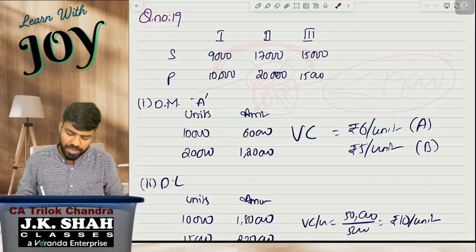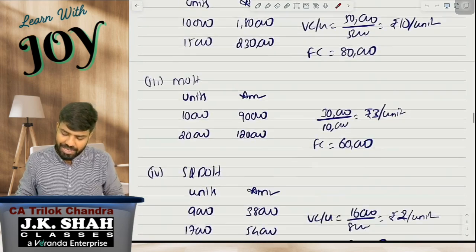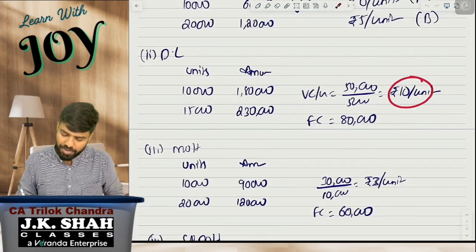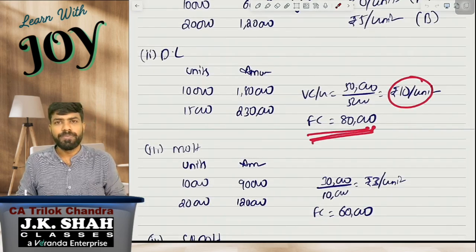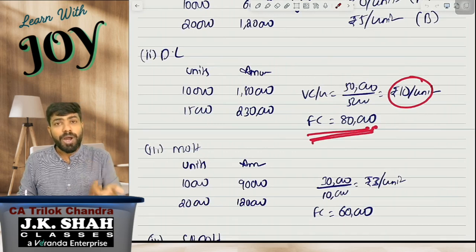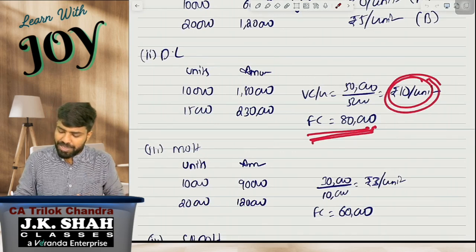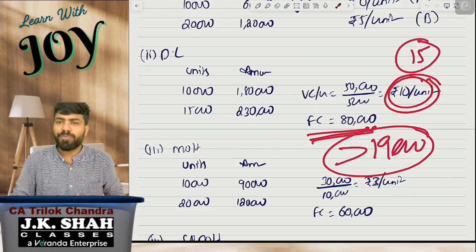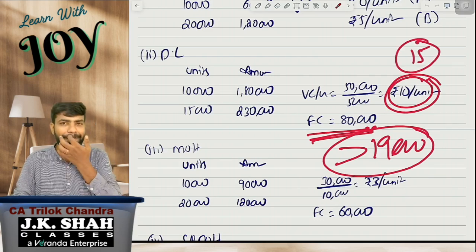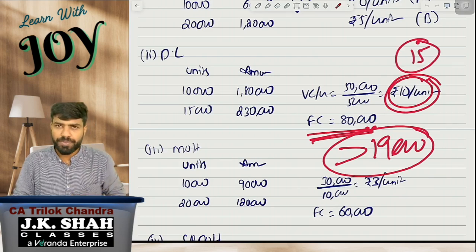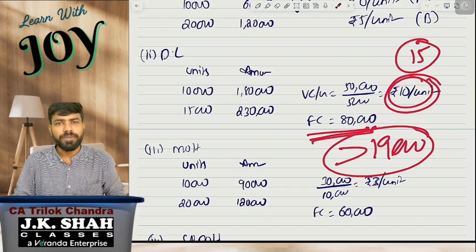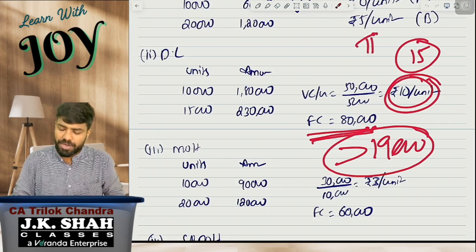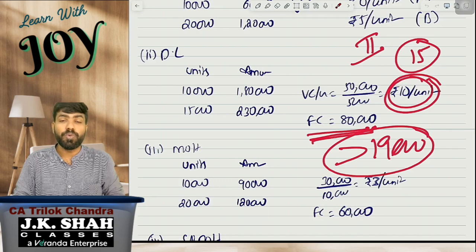So we'll take these two and calculate the variable cost. Variable cost is 10 rupees per unit. Fixed cost is 80,000. Are you understanding? Now, beyond 19,000, how much is the variable cost? It is 15 rupees, because 50% has to be added. This is applicable only for quarter 2.